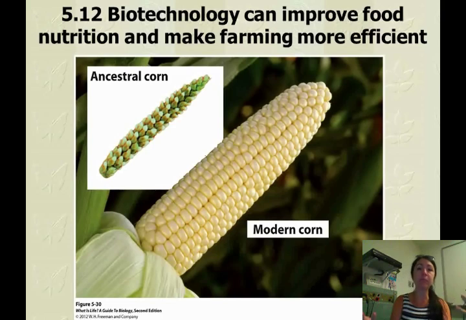So it can improve food nutrition, make it have more vitamins, more nutrients, make it less fattening. They can also make farming more efficient, so less use of pesticides, easier to grow, easier to maintain. It can make our food better, but some people don't think that this is a good idea. Here in America, we're basically like, yeah, more food, better food, let's eat more food. In Europe, they have the exact opposite mentality. In Europe, they're like, this is Frankenfood, it's going to kill us.